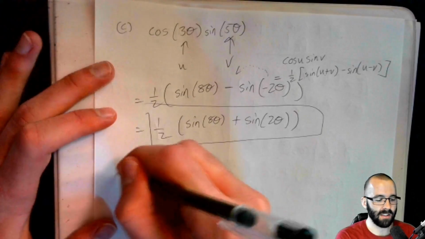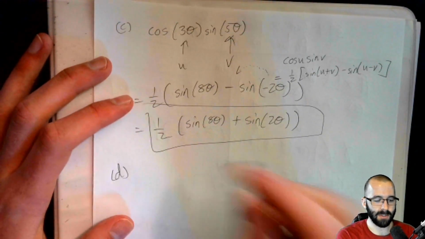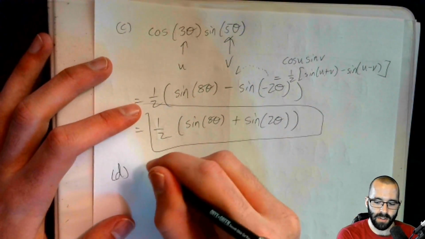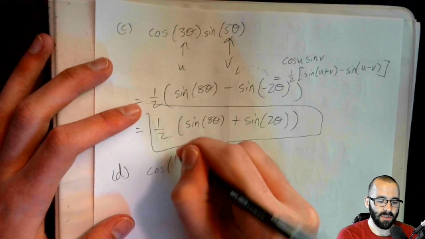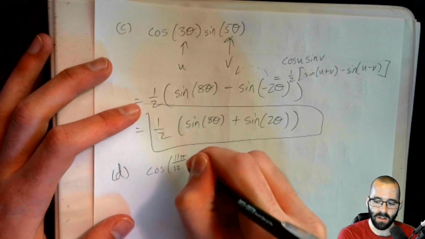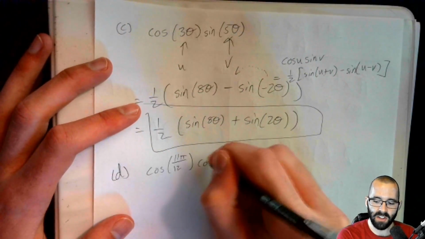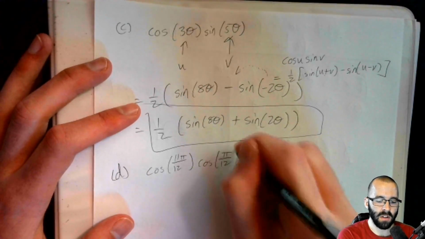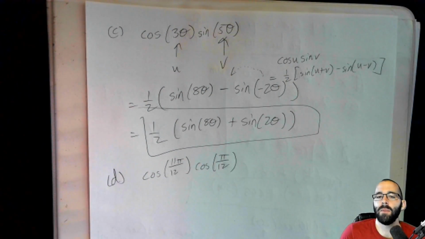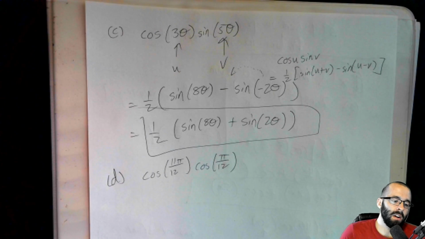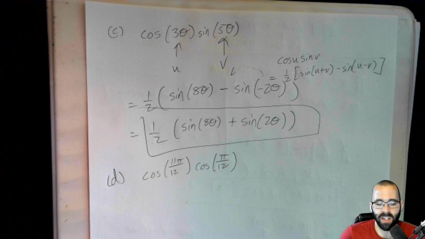Let's do one more in this section, and then we'll go on to example 2. So let's do cosine of 11 pi over 12 times the cosine of pi over 12. We don't have to use the product to sum here. If we want an approximation, we could just plug this into our calculator.